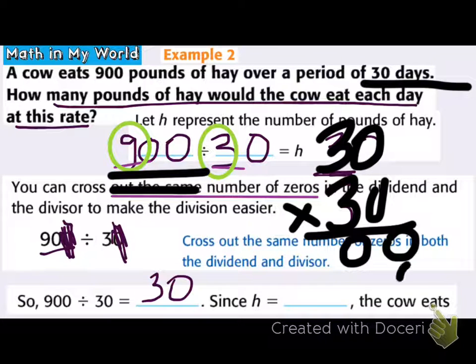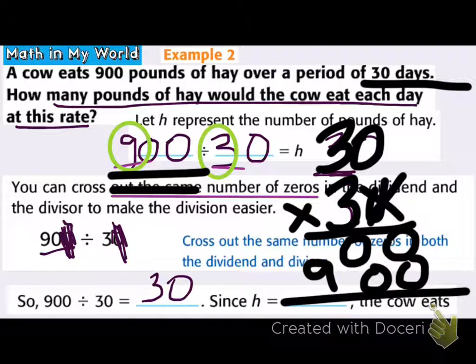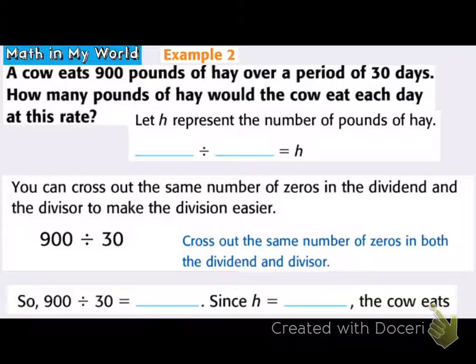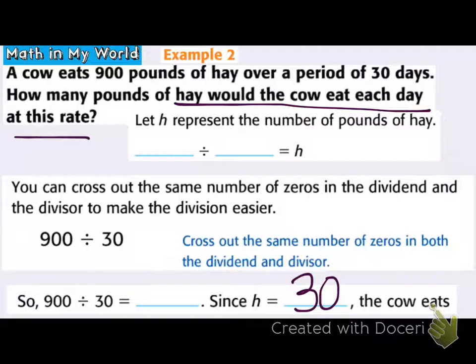Well, I know anything times 0 is 0. I got to put that 0 as my placeholder. 3 times 3. Oh, look, I did get 900. So I know that the correct answer is H is equal to 30. Or if I look at the question, how much hay would that cow eat each day? Well, the cow will eat 30 pounds each of those 30 days.